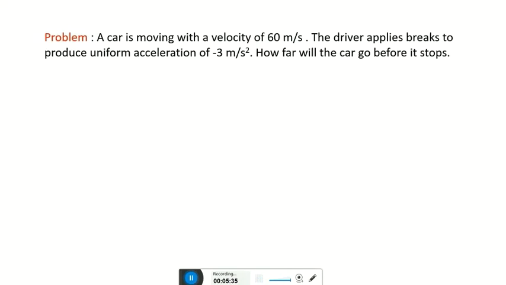So we have a problem and we have to solve it. A car is moving with a velocity of 60 meters per second. The driver applies brakes to produce a uniform acceleration of -3 meters per second square. How far will the car go before it stops? So the given parameters are: initial velocity u = 60 meters per second. a = -3 meters per second square. Here a is negative, meaning retardation. v is 0. We have to find out the value of x.